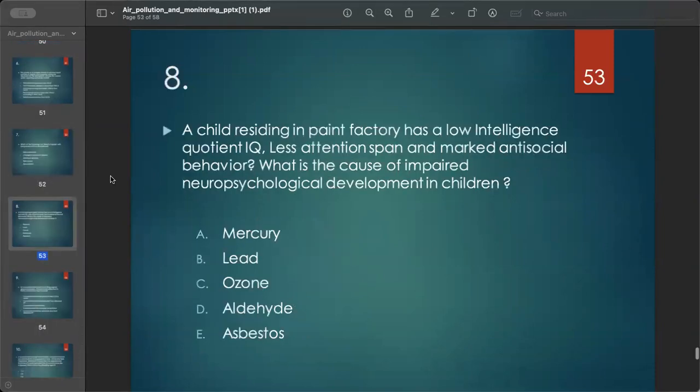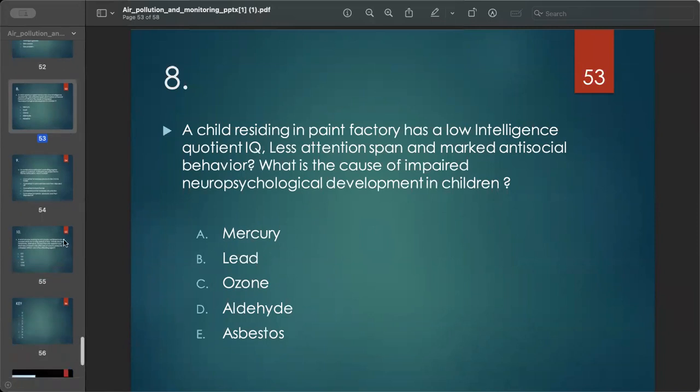Question number eight: a child residing near a paint factory has a low intelligence quotient (IQ) level, less attention span, and marked antisocial behavior. What is the cause of impaired neuropsychological development in the child? Option A, lead. B is the right answer.